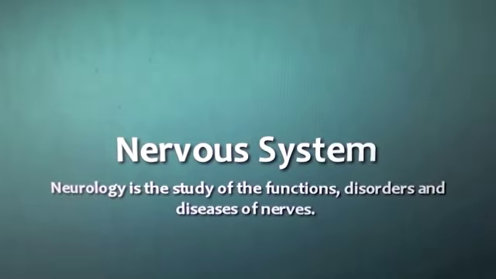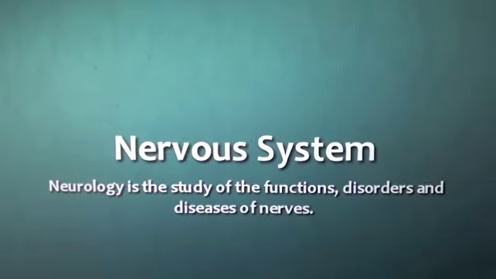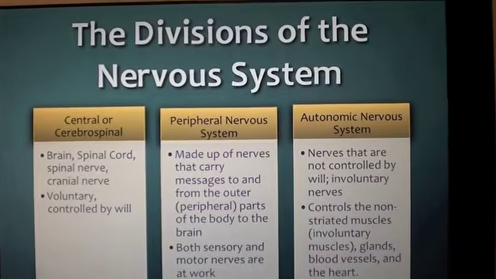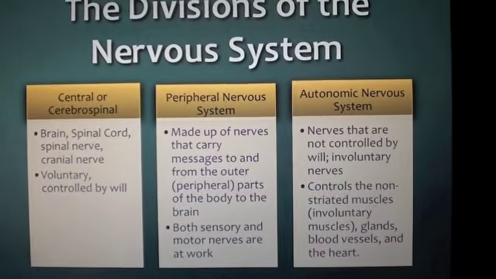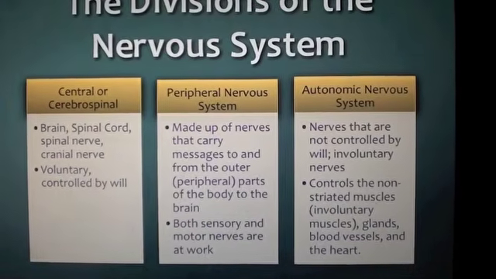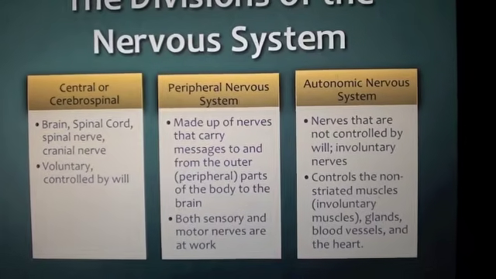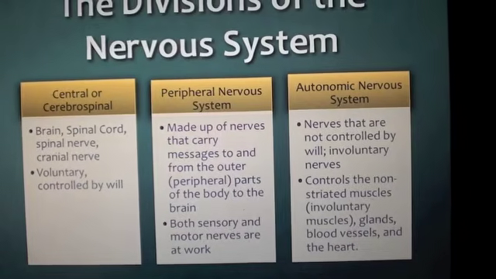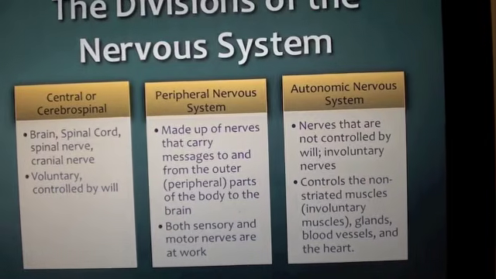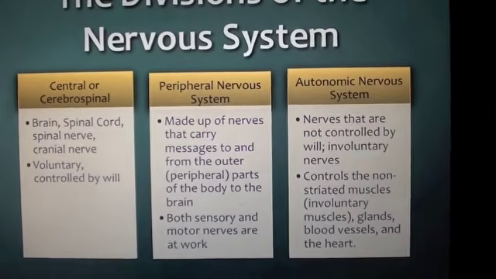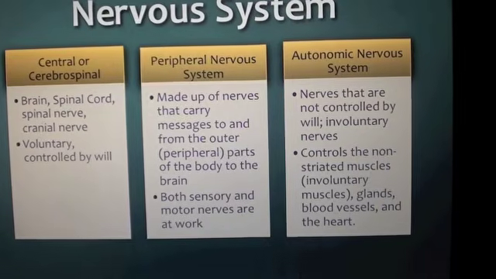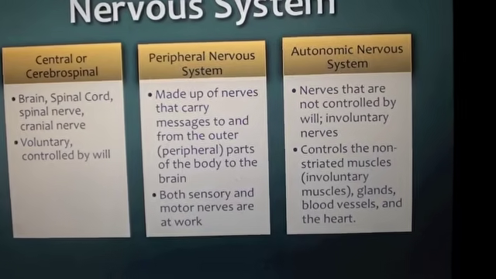Nervous system. Neurology is the study of the functions, disorders, and diseases of nerves. The divisions of the nervous system: 3 parts: central or cerebrospinal, peripheral nervous system, and autonomic nervous system. Central or cerebrospinal is composed of brain, spinal cord, spinal nerve, cranial nerve, and it's voluntary nervous system, which is controlled by will. Peripheral nervous system is made up of nerves that carry messages to and from the outer peripheral parts of the body to the brain.